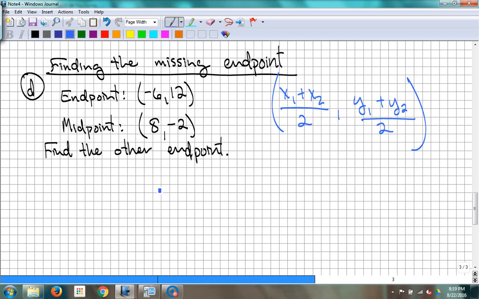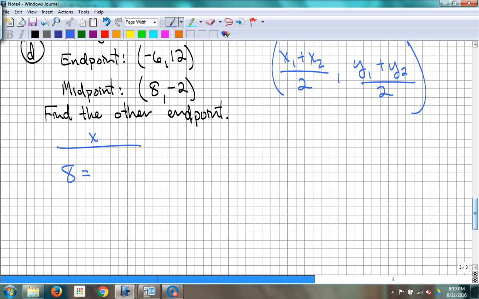We know that the x value of the midpoint is how much? It's 8. So 8 is equal to the x value. I don't know what the endpoint that's missing is, but I do know the other endpoint is -6. Okay, so I've set up this equation. So we're getting into some real math here. An equation to find the other endpoint.